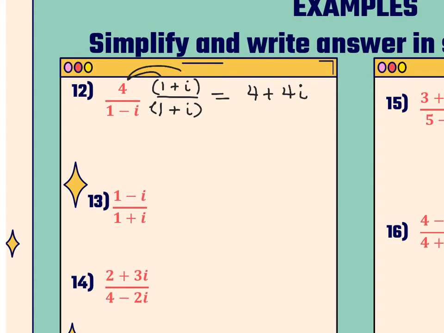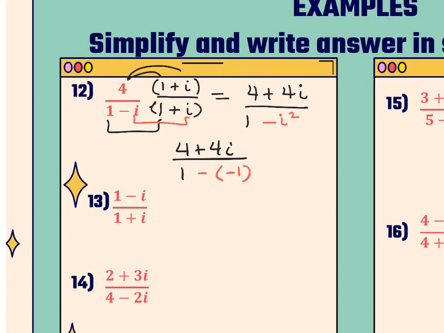Shortcut for the denominator, just do first and last. First gives me 1. Last gives me negative i squared. Again, we need to replace i squared with negative 1. So let me rewrite my numerator. I'm going to replace the i squared with negative 1.